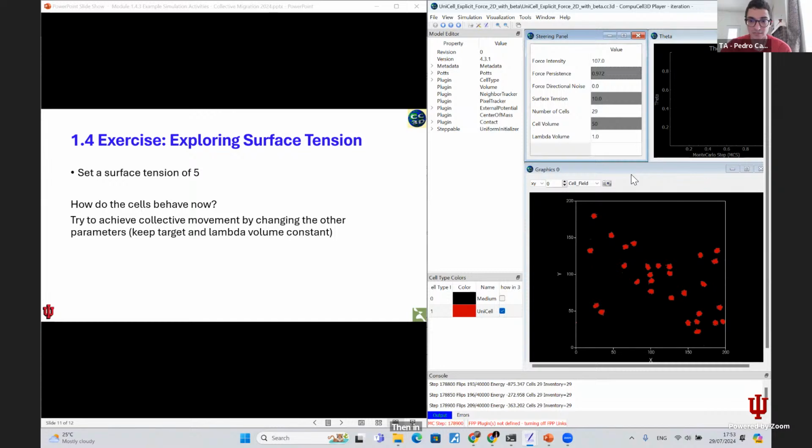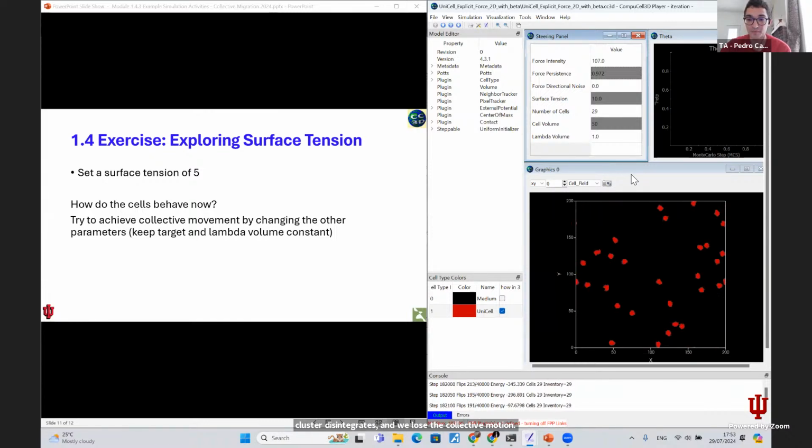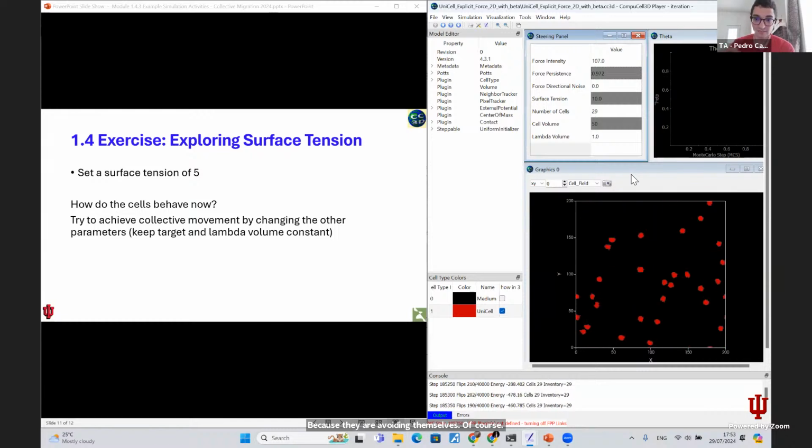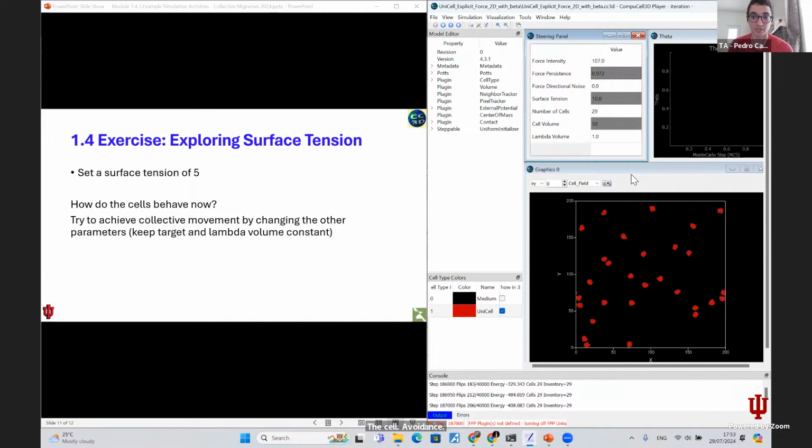As you might expect, the cluster disintegrates and we lose the collective motion. Now I see cells migrating to every direction because they are avoiding themselves. Of course, the cell avoidance will produce some velocity correlation if we dig deep into it, but they don't have the same collectivity as before.